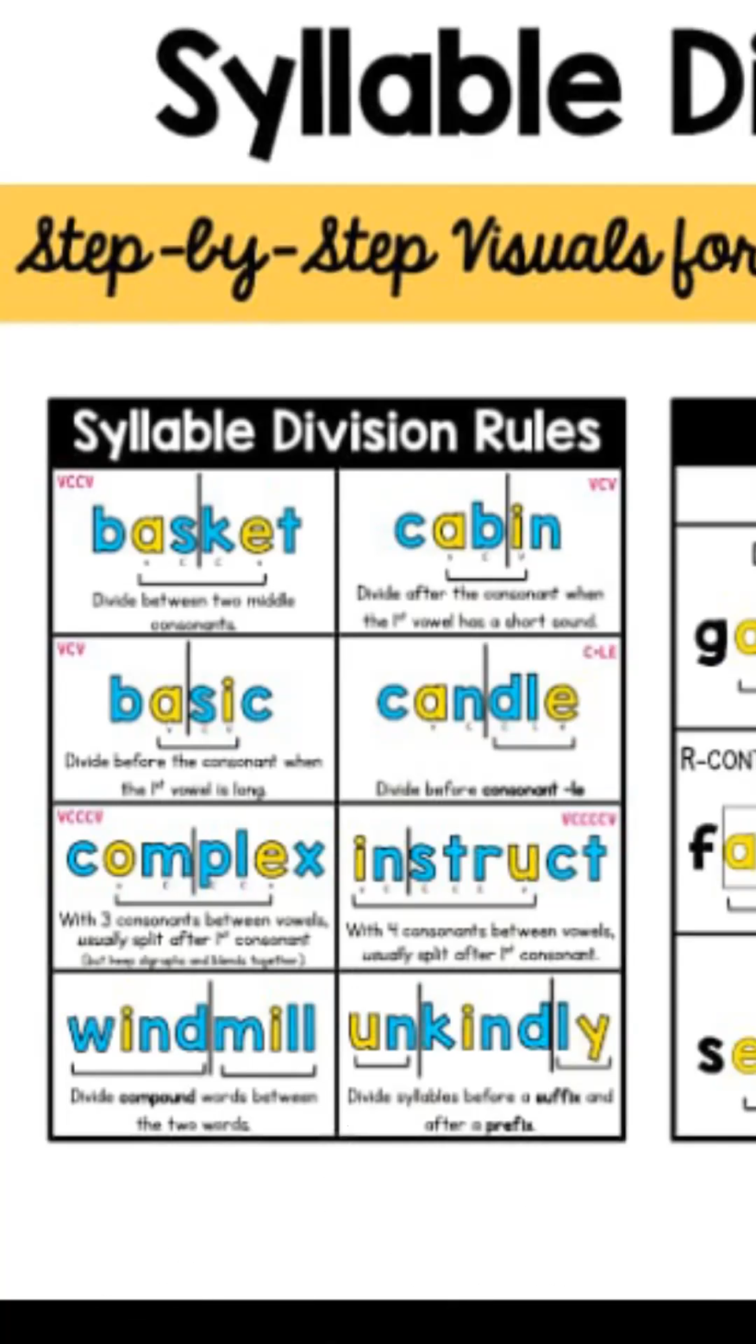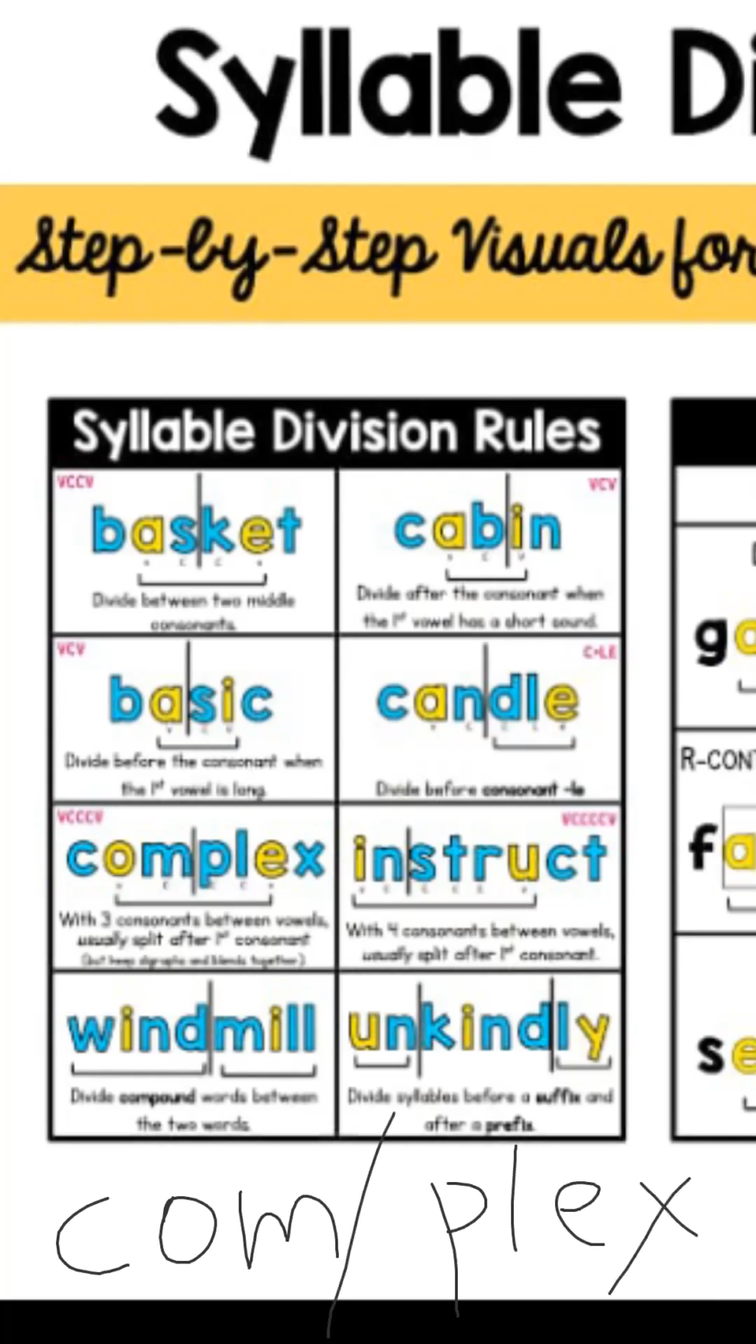Now in the word complex, what is PL? It's a blend, a consonant blend. So we cannot divide the consonant blends. The first consonant goes here, so that PL is a consonant blend. We cannot break PL.